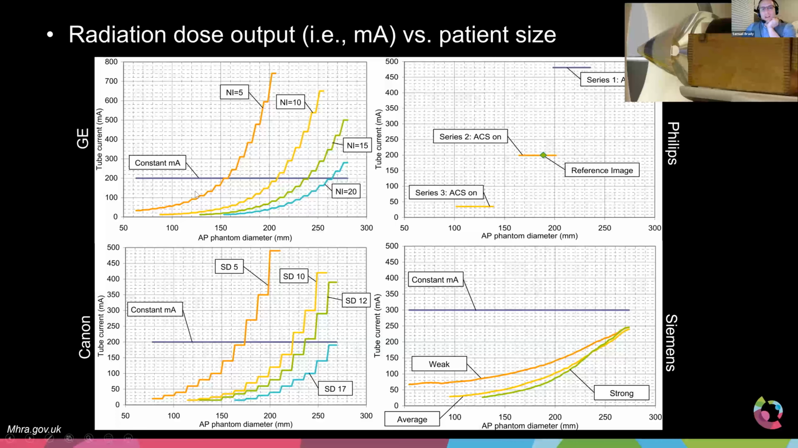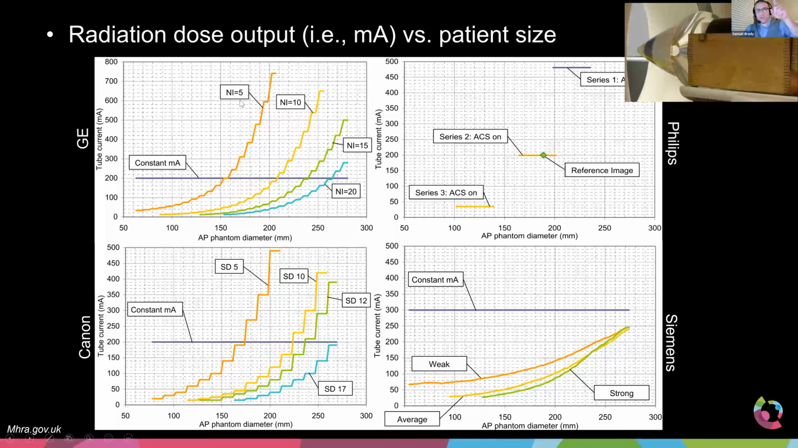So if you dial in, let's say, a noise index of 10 or a standard deviation of 10, and your patient is somewhere over here, let's say 20 centimeters, well, this system knows for that slice thickness, it's going to use about 150 MA. Now, obviously, you're going to be moving up and down this curve. As the patient gets thicker, say in their abdomen and pelvis, it's going to swing higher and use higher MA. And as they get thinner, or maybe through the chest where there's lots of lung, it's going to come down and use less MA.